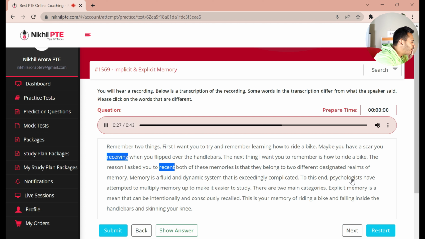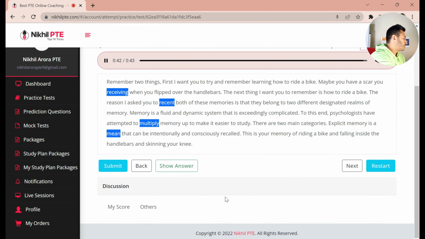To this end, psychologists have attempted to divide memory up to make it easier to study. There are two main categories. Explicit memory is a memory that can be intentionally and consciously recalled. This is your memory of riding a bike and falling over the handlebars and skinning your knee.